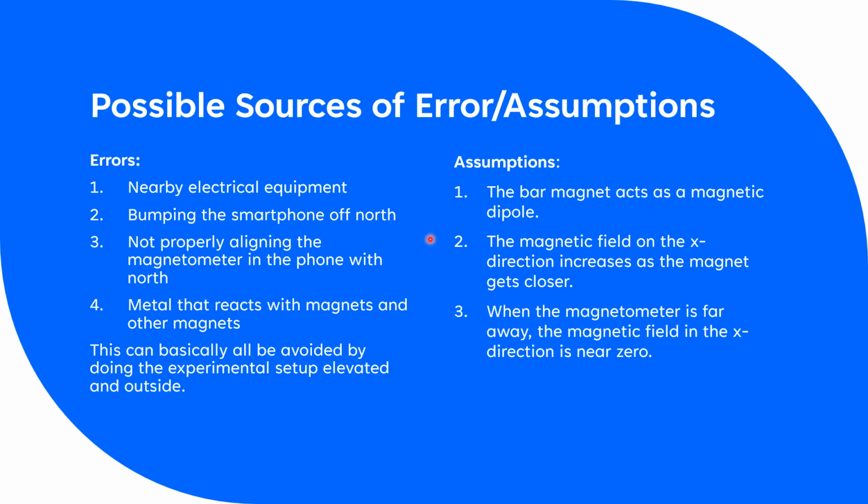The assumptions are that the magnet is a magnetic dipole. The magnetic field in the x direction increases as the magnet gets closer. When the magnetometer is far away, the magnetic field in the x direction is near 0. Here are some assumptions and observations. They match up.